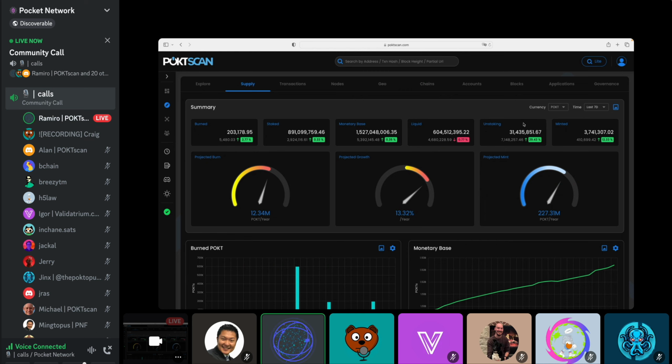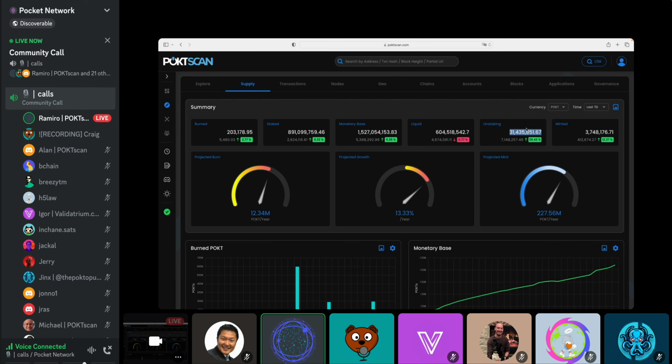Then we have all the minting, all the pocket that's being created, and all the pocket that's entering the market. That's the unstaking pocket. This is all the pocket that's currently in the unstake period.